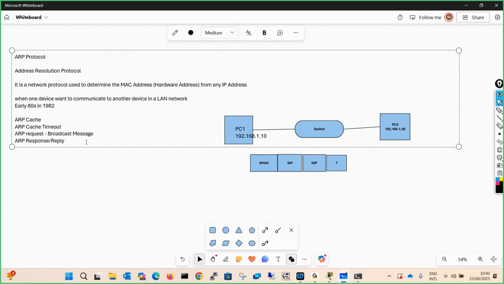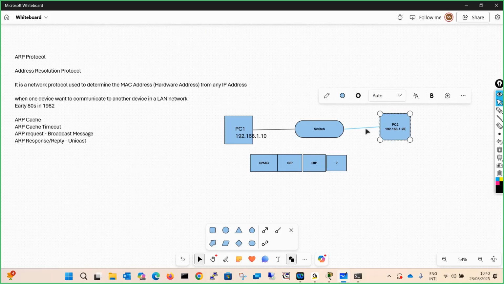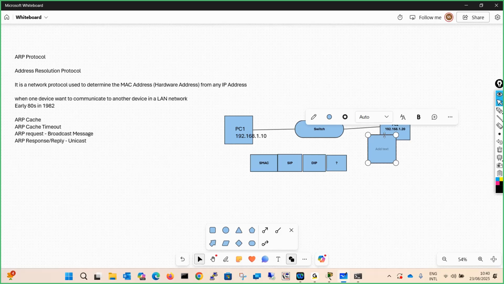Why? Because the MAC address was unknown. Now, when PC2 replies to this request message, it will be unicast, which means it will be one to one. Straight away, it will say, okay, fine, I need to respond back to the ARP request, and the destination over here will change. Now it will prepare the response, and this is how the response will be.